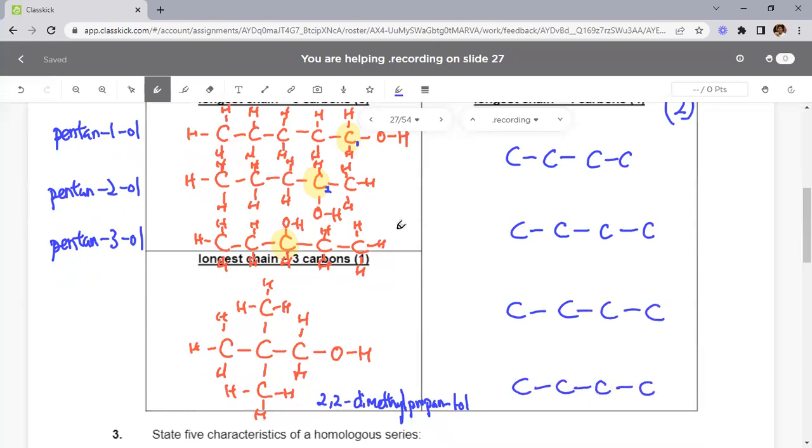So what you do is find out how the branching can occur. Next, find out how they can be different isomers. Consider chain isomerism, consider functional group isomerism. I'll give you about 2 minutes to do this. We'll come back at about 12.